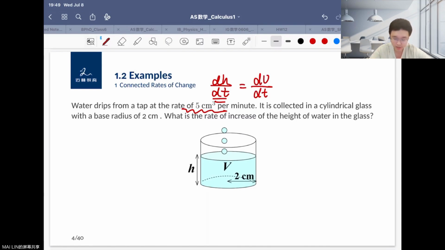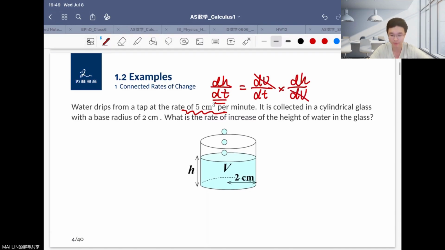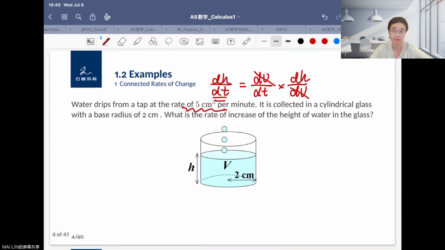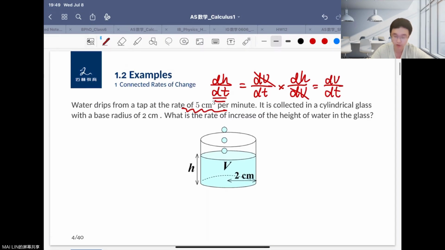So we want to connect the two, because if we multiply by dV, here is dh, right? The dV terms can be cancelled and only dh over dt is left. So this equation can also be written as dV over dt, volume over time, and then times 1 over dV over dh. Just consider it like a fraction, right? For here, the volume rate of change is 5 centimeter cubed per minute.